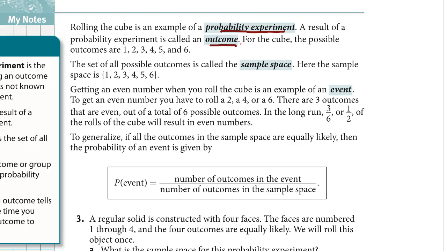When you flip a coin, the possible outcomes are a head or a tail. If you roll a die, the possible outcomes are a 1, a 2, 3, 4, 5, or 6. The list of possible outcomes is called the sample space. So to write down the sample space for rolling a die, you would simply list out the numbers 1 through 6.